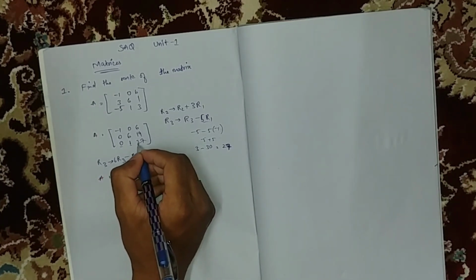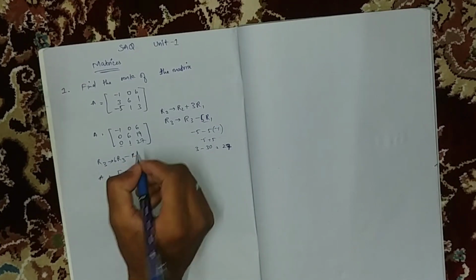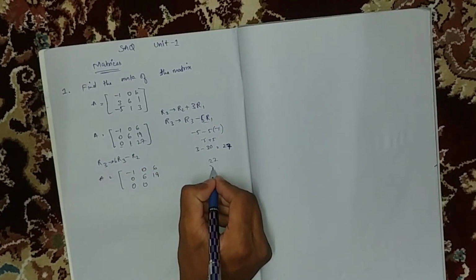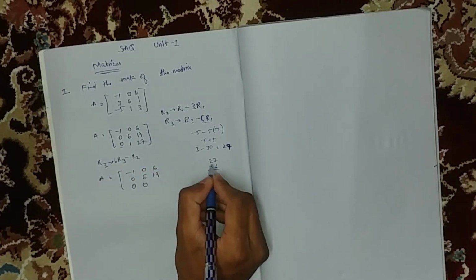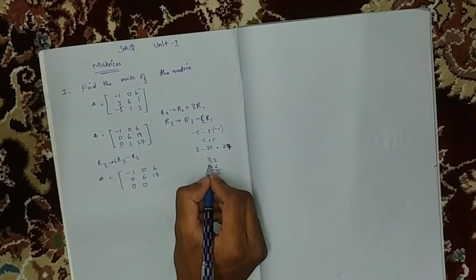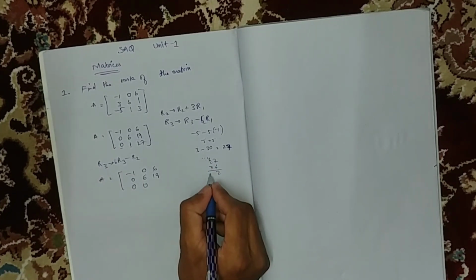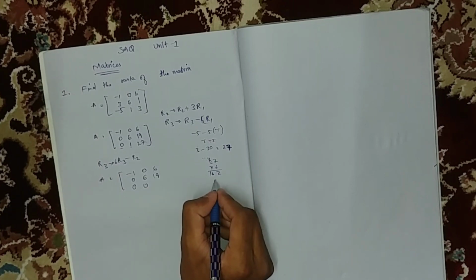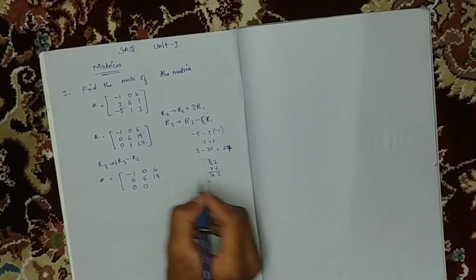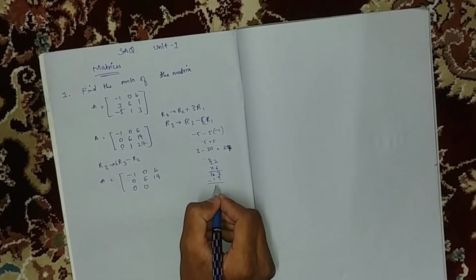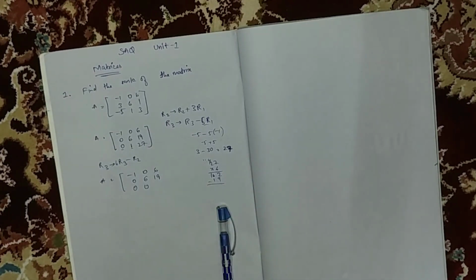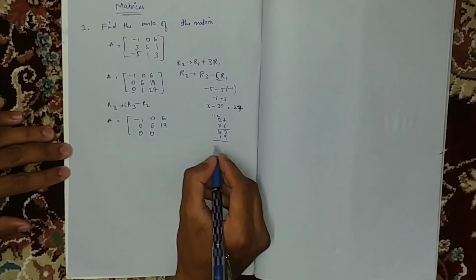Now 27 into 6, it's 162. Minus the R2 value, which is 19. If you subtract these both, it's 143.